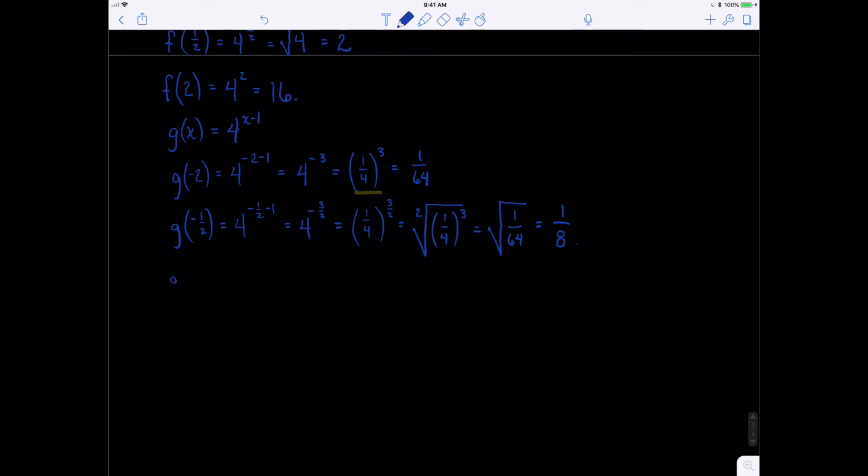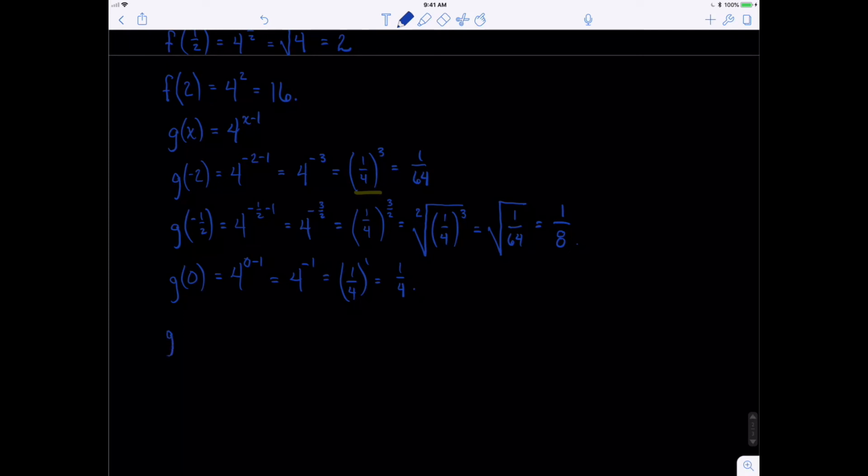Next one is g of 0. Now this one's a little sneaky, so don't jump to conclusions. You have to trust the math. This becomes 4 raised to the 0 minus 1. This is 4 raised to the minus 1, but we know how to deal with that. We flip the fraction, and I'll write the extra step, it becomes 1/4 to the positive 1, which is 1/4.